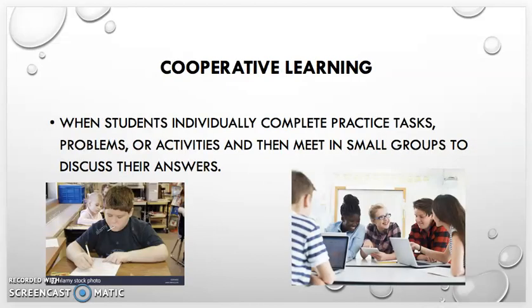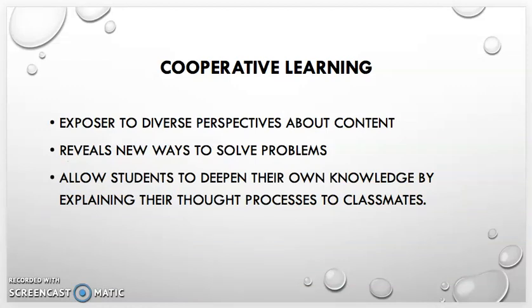The second was cooperative learning. That's when students individually complete practice tasks, problems, or activities, and then meet in small groups to discuss their answers. And for this to be effective, as mentioned in the reading of this chapter, the benefits of this are exposure to diverse perspectives about the content, which helps with understanding. It reveals new ways to solve problems and allows students to deepen their own knowledge by explaining their thoughts and their thought process to classmates.